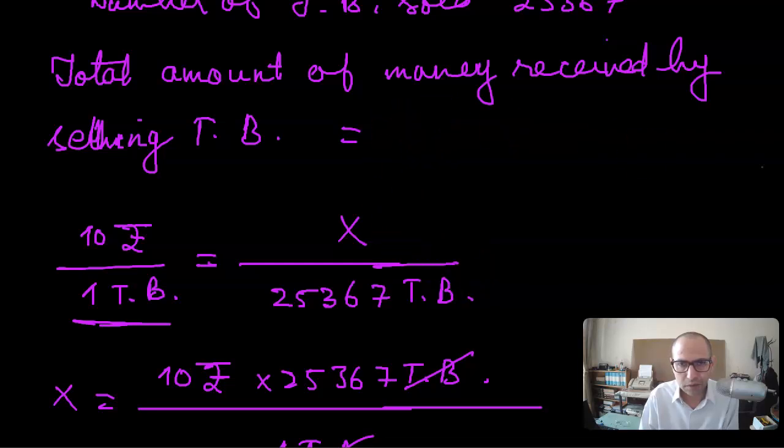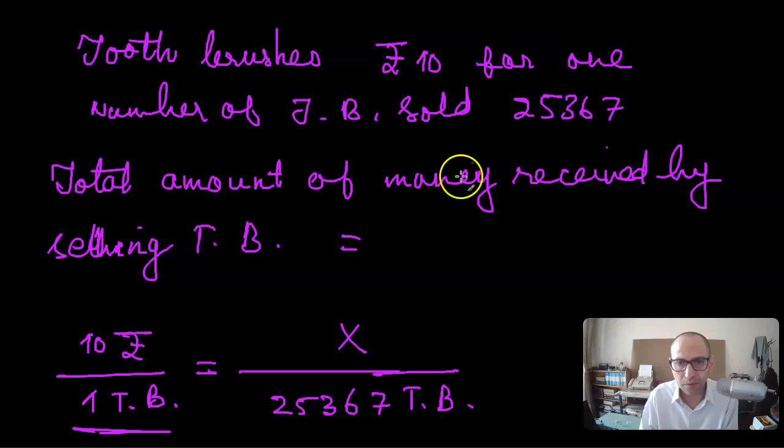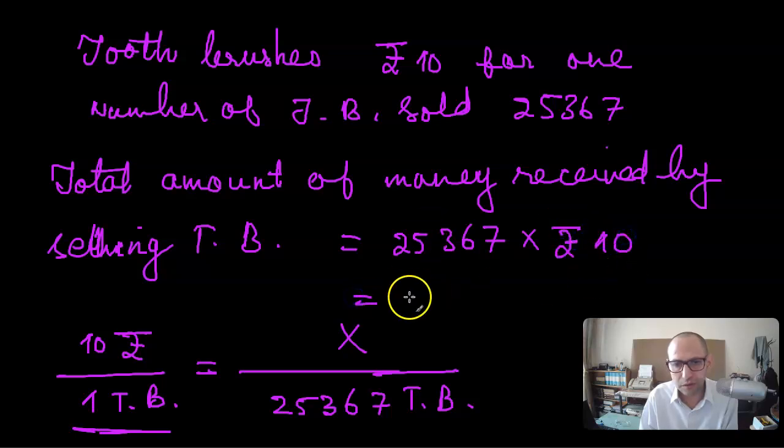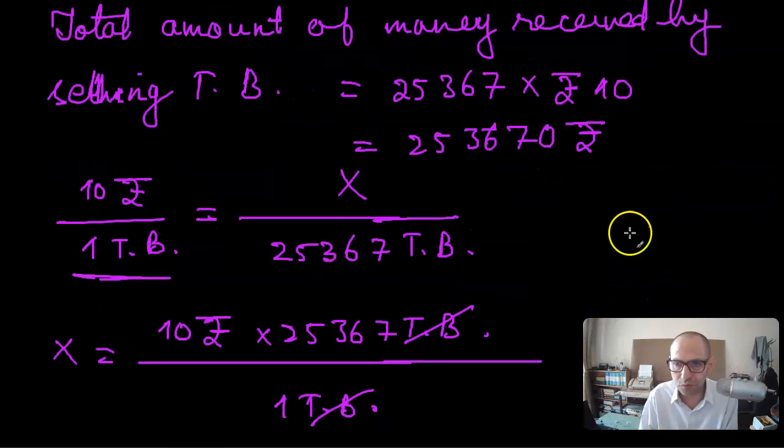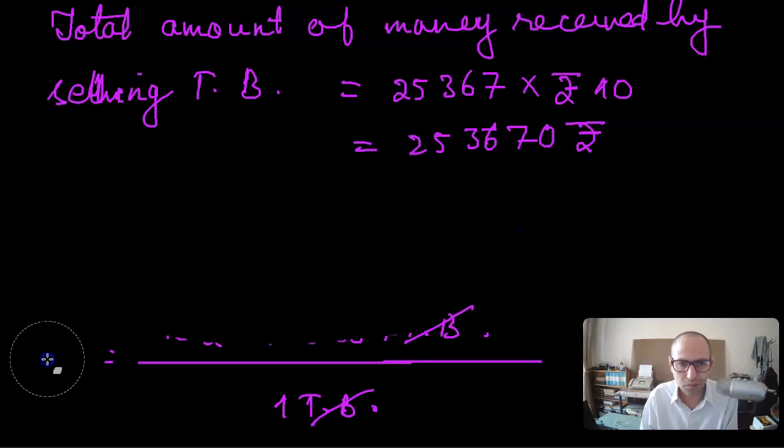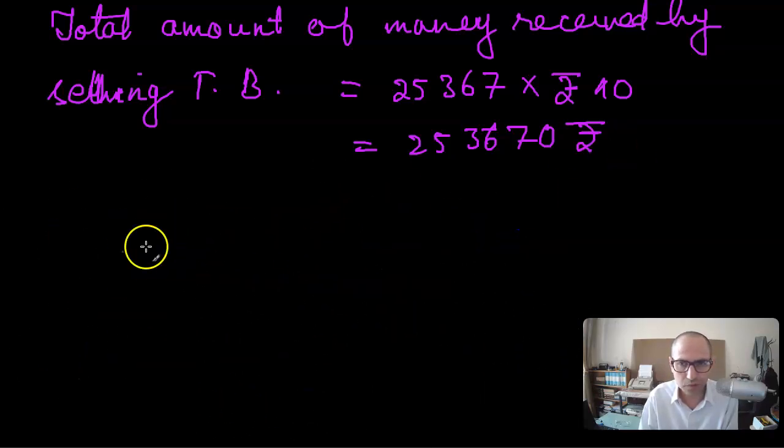So that's the number of toothbrushes sold, 25,367, times 10 rupees, which is the same thing as 253,670 rupees. Of course, rupees, you're supposed to write before the number, meaning you actually have to write this as rupees 253,670, right?